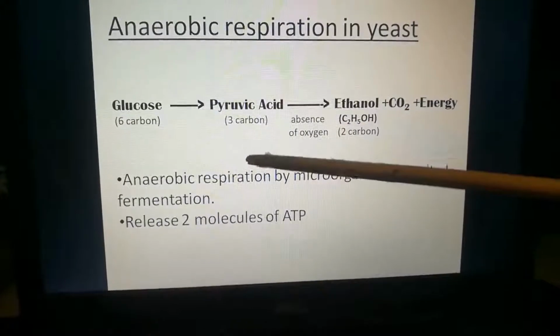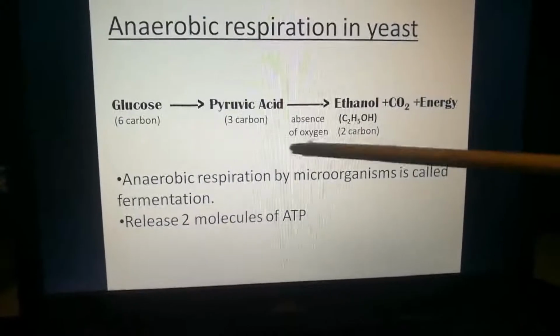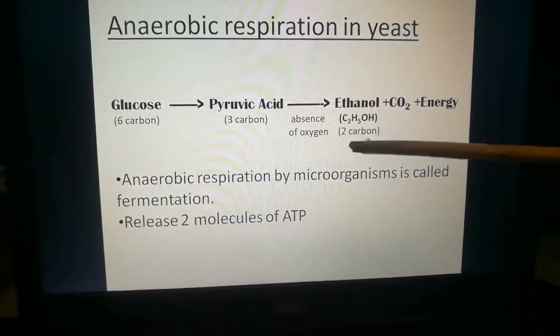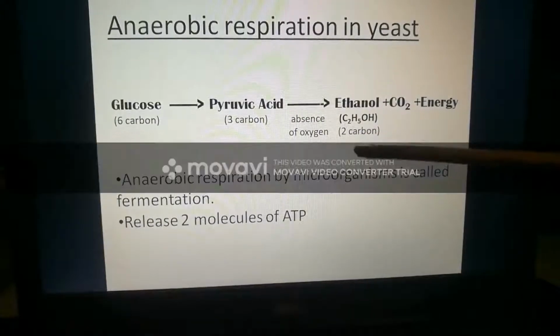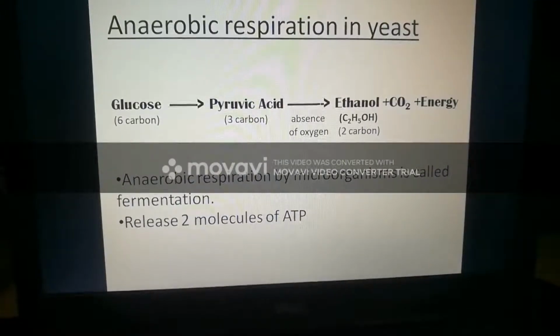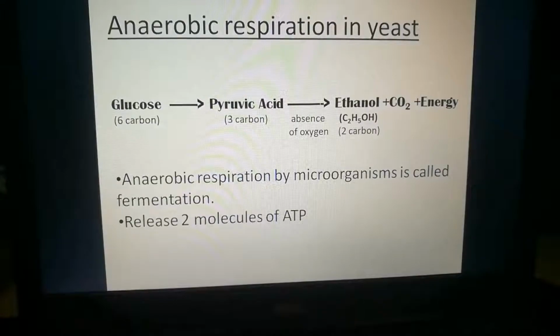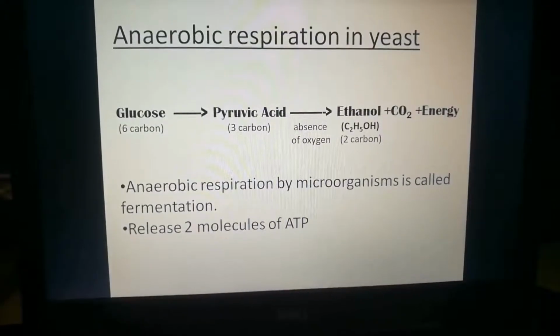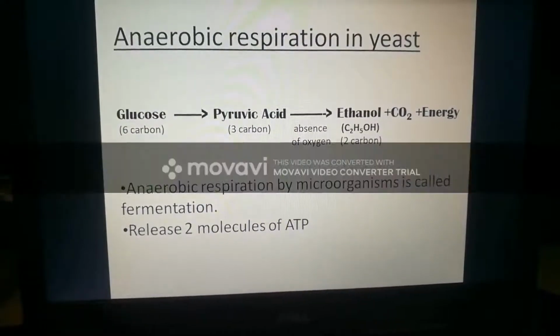As usual, it happens in the cytoplasm. And in the absence of oxygen, it is converted to ethanol, which is a 2-carbon molecule. Ethanol is a type of alcohol, carbon dioxide and energy. So the end products after anaerobic respiration in yeast are ethanol, carbon dioxide and energy.